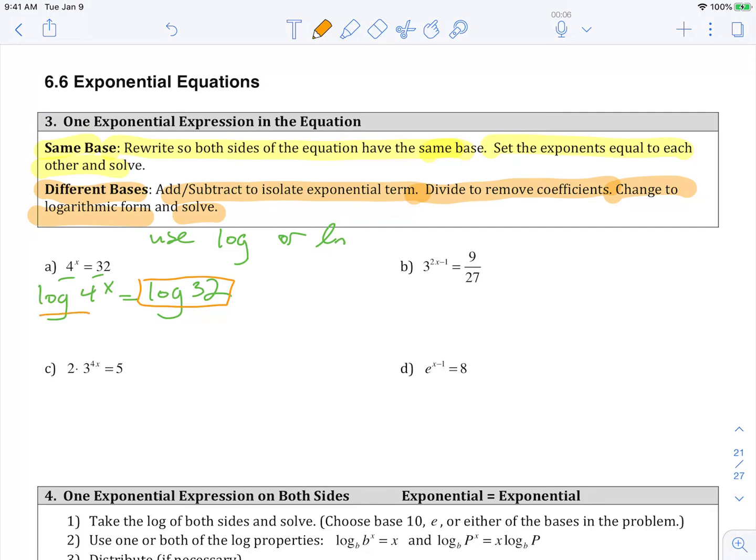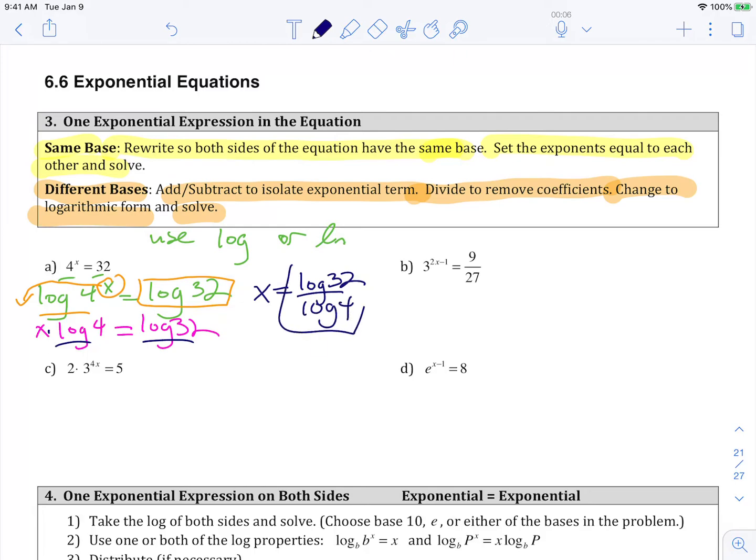Now log of 4 will be a number, but we have this exponent here. And remember, the power of logs is that I can take this exponent and move it as a coefficient. So now we have x log 4 equals log 32. And as soon as you wrap your head around the fact that these are numbers like 2 or 3 or 4.5, the easier things will be, because now in order to get x by itself, I just divide both sides by log 4, and I get x is equal to log 32 over log 4.